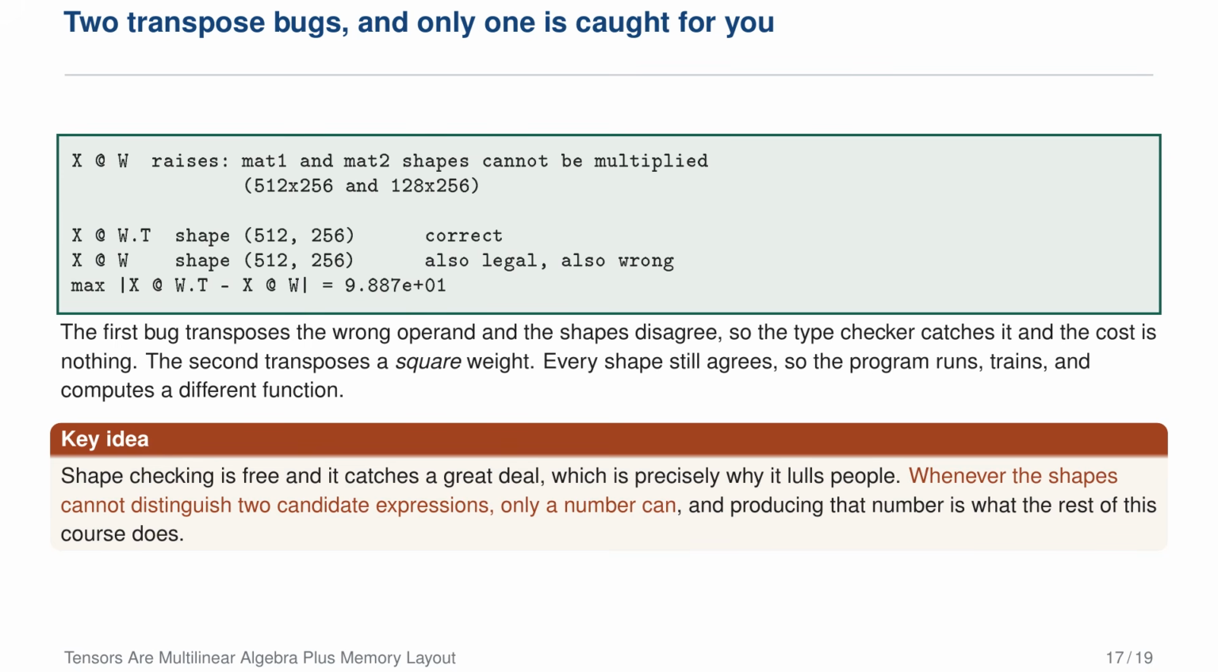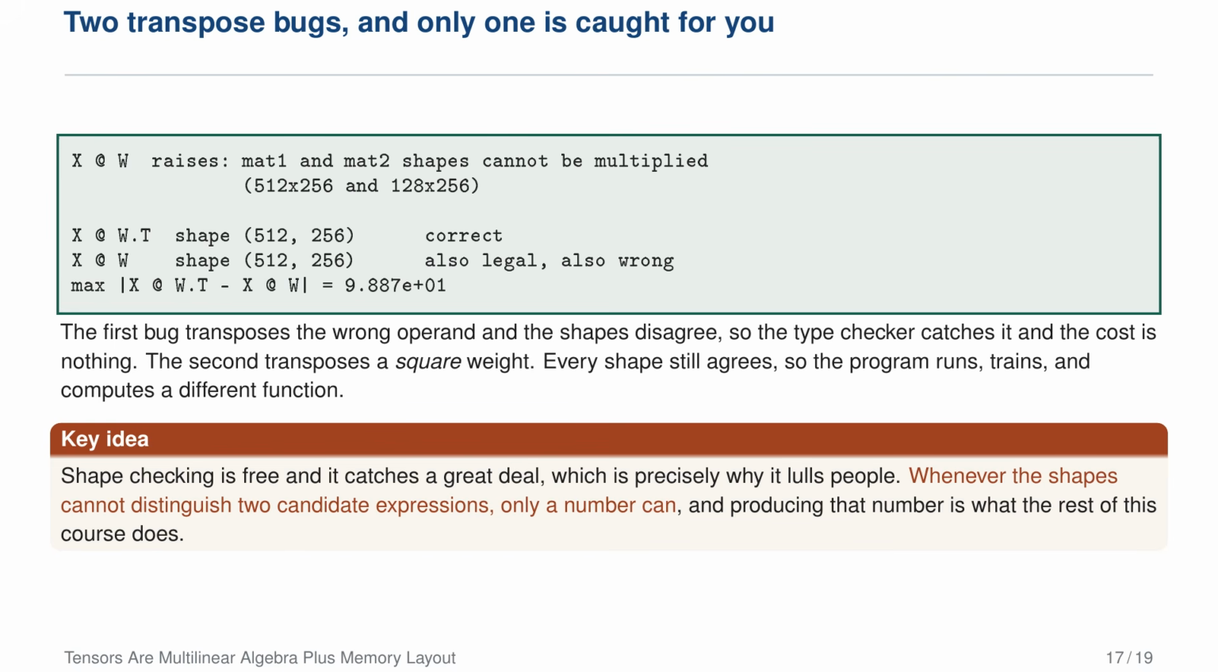One more measurement, and it is the one that motivates the rest of the course. Consider two transpose bugs. In the first, you transpose the wrong operand. The shapes disagree, the library refuses to multiply them and says so by name, and the cost of that bug is nothing at all. In the second, you transpose a square weight. Every shape still agrees because it is square. So the program runs, it trains, and it computes a different function. The two answers differ by about 99, which is enormous, and nothing anywhere raises.